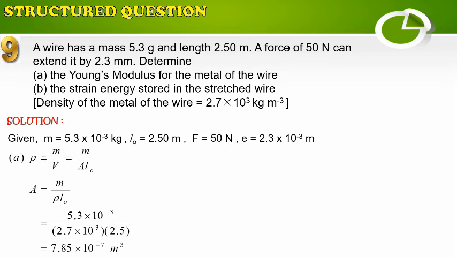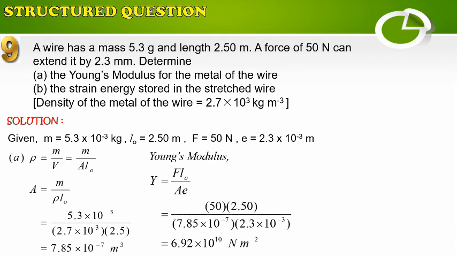From the information given, include the density of the metal wire, we can calculate the cross-section area of the wire, where we will use this value to substitute in the Young modulus equation. Then we can calculate the Young modulus by substituting other values. We get the Young modulus, which is equal to 6.92 times 10 power of 10 Newton per meter square.